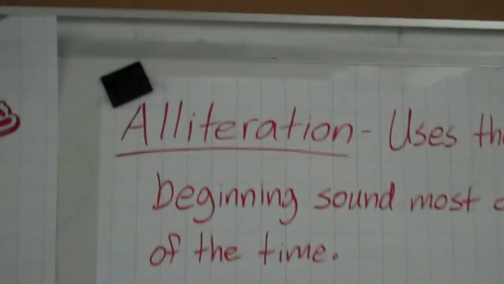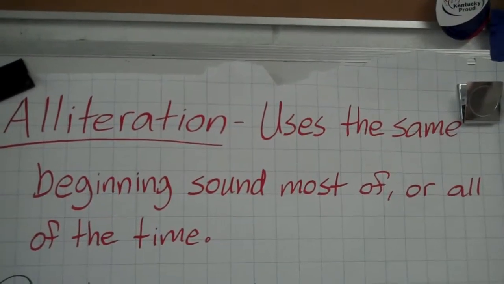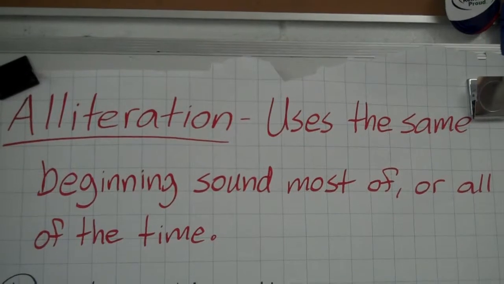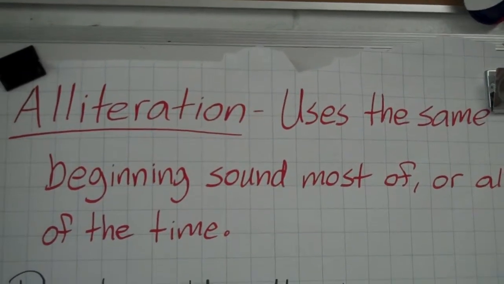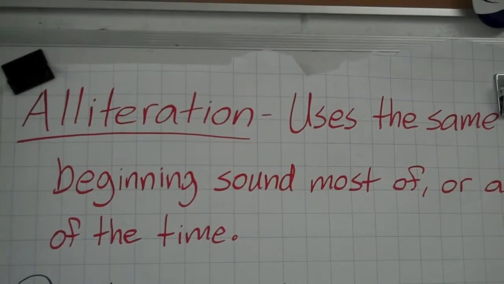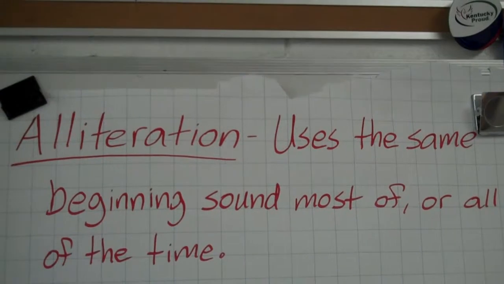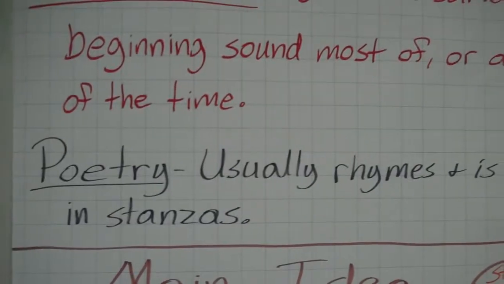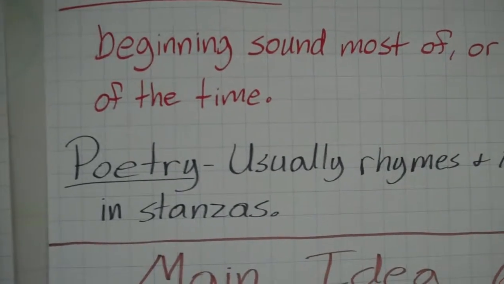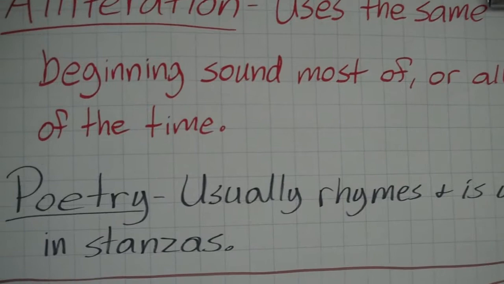Last part of figurative language here is alliteration. It uses the same beginning sound most of or all of the time. One common one that we should all know is she sells seashells by the seashore. Every word in that begins with an S or the S sound, except for by. Poetry. Poetry is where you're going to find a lot of your figurative writing. It's usually rhymes and it's written in stanzas, which is different from paragraphs.